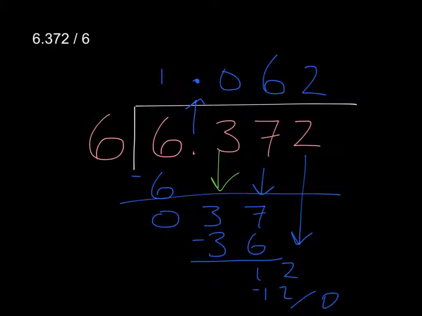Bring down your 2 thousandths. 6 goes into 12 thousandths, our new number, twice. And 12 thousandths minus 12 thousandths is 0. So our solution, or quotient for our division problem, is 1 and 62 thousandths.